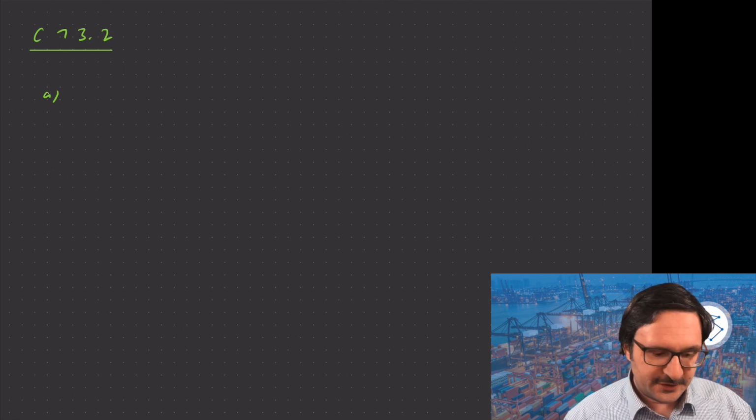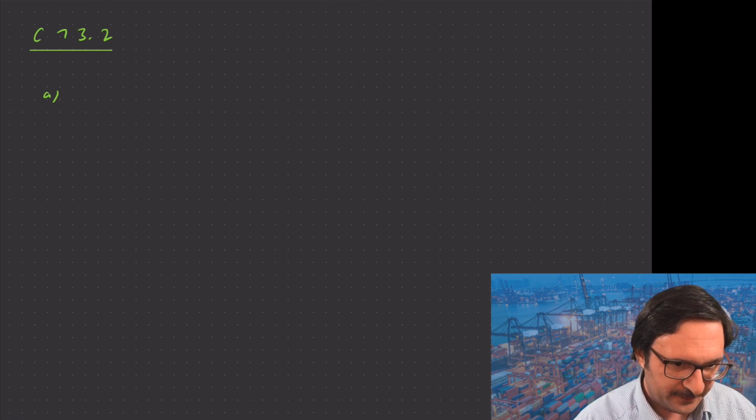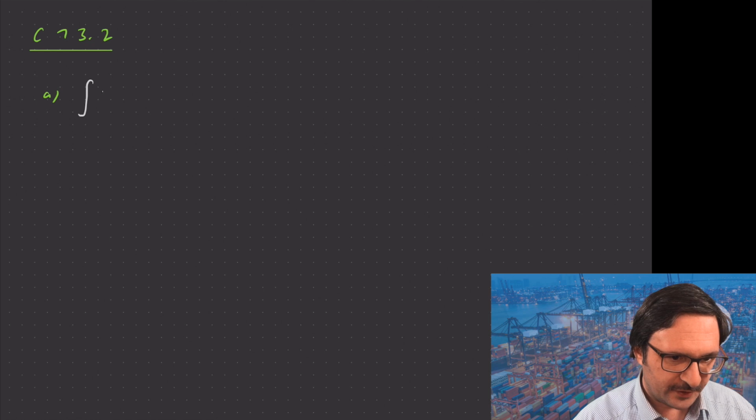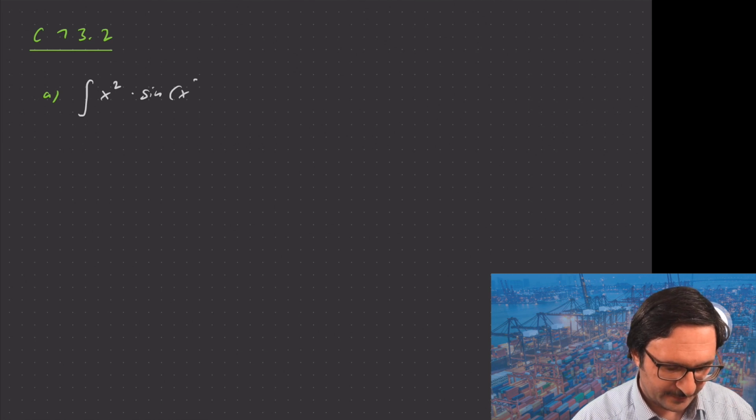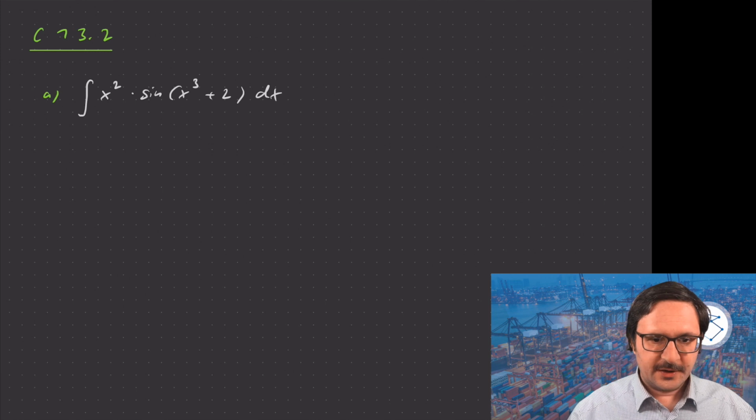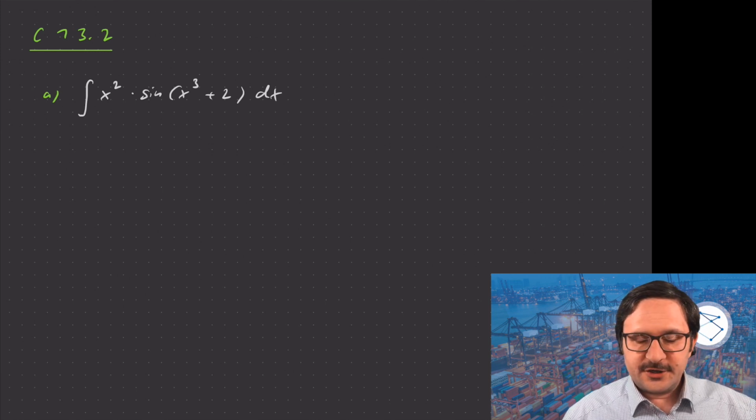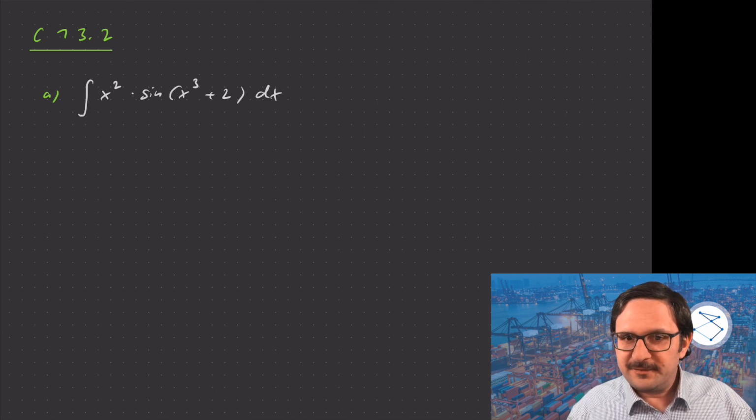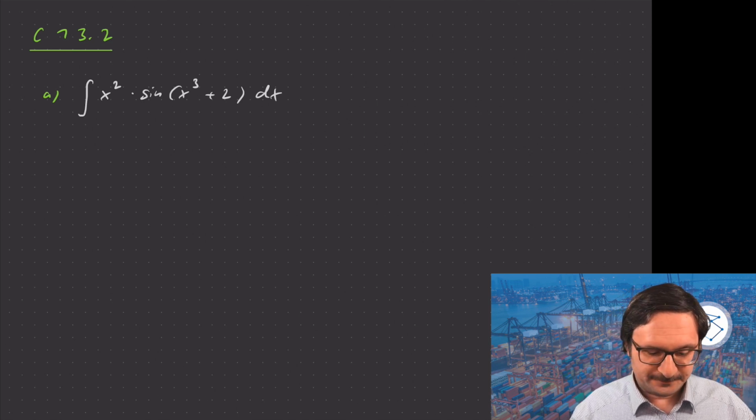The example for substitution is in part A, the indefinite integral of x squared times the sine of x to the third plus 2 dx. Now for substitution, we need to find a suitable substitution first, and that is the difficult part about this. Once you know the suitable substitution, mostly you will be fine, but it may be hard to guess that substitution.